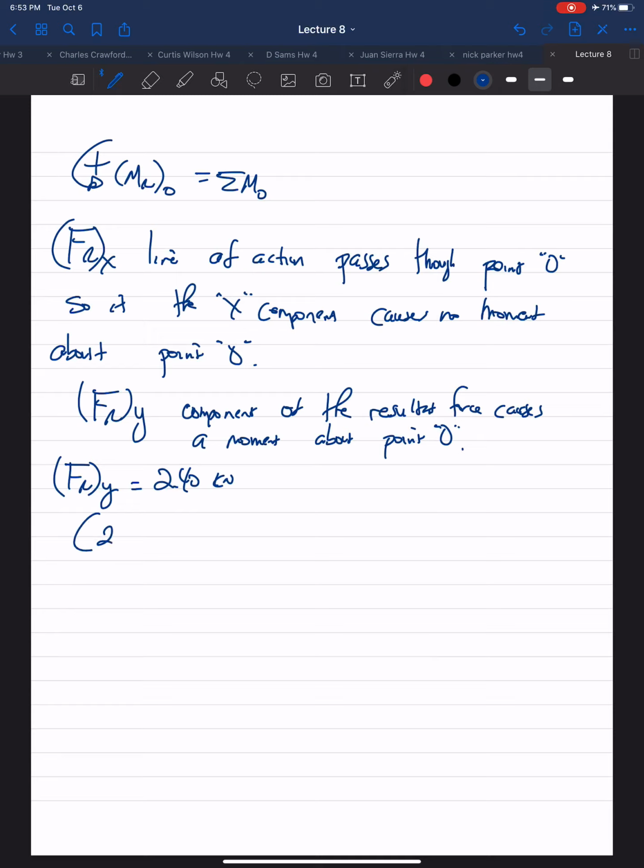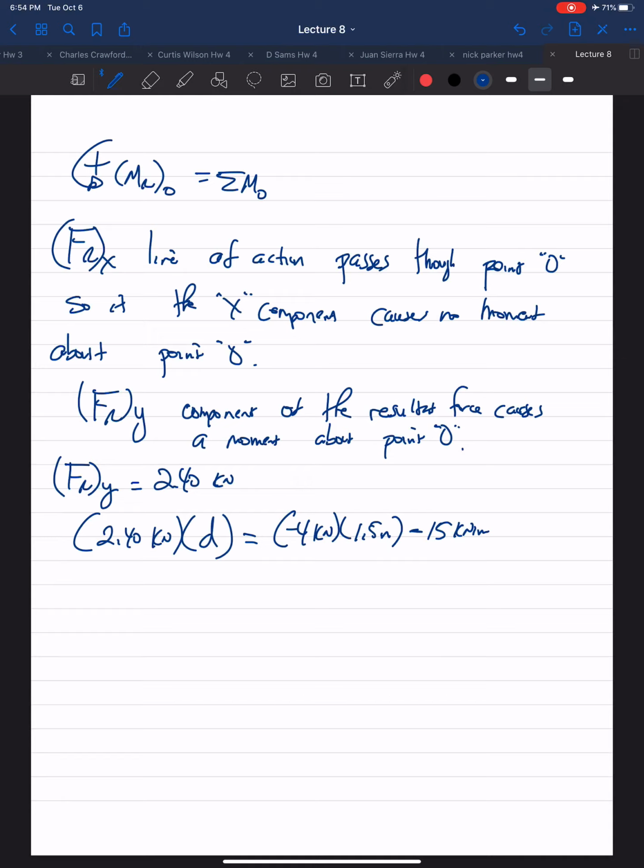So setting that up, we have 2.40 kilonewtons times some distance d is equal to the individual components that made up the resultant force and led to the overall moment about O. So we know the 4 kilonewton force causes a clockwise moment about O, so that'd be negative. Perpendicular distance is 1.5 meters. We were given a clockwise moment of 15 kilonewtons, so we have to take that into consideration. That was given in the problem.